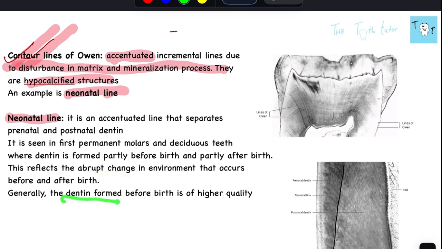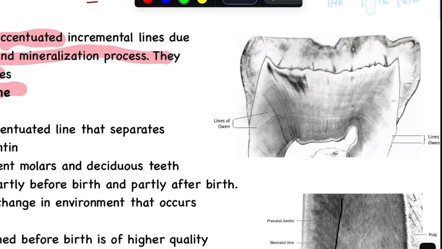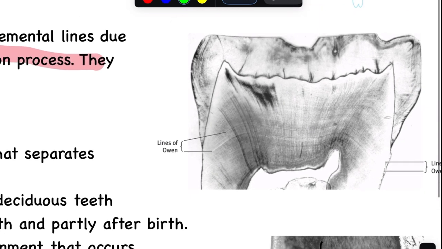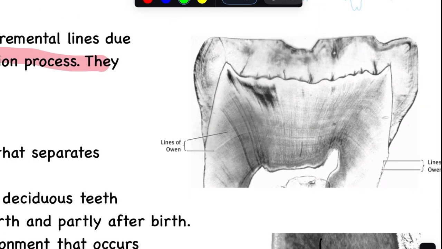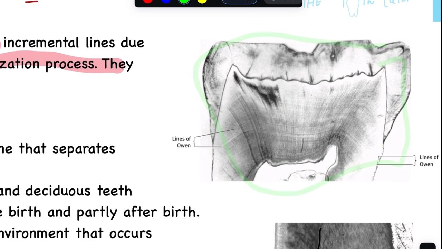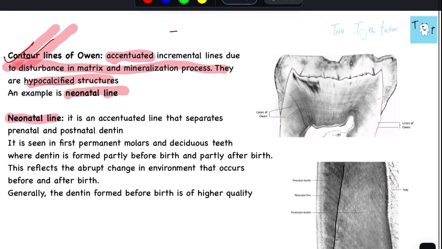Generally, the dentin formed before birth is of higher quality because more of the nutrients are available to the baby. After birth, the nutrients may or may not be available to the baby. If you look at this photograph, then you can clearly appreciate the lines of Owen over here. These are the accentuated lines. This is different. This is not the neonatal line. But over here you can see another type of lines of Owen clearly.